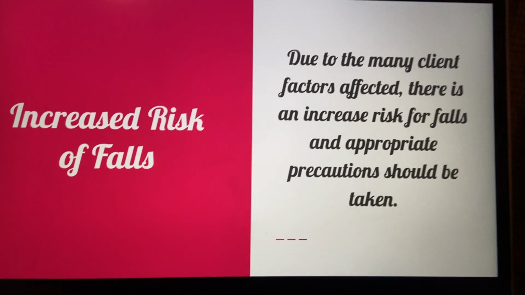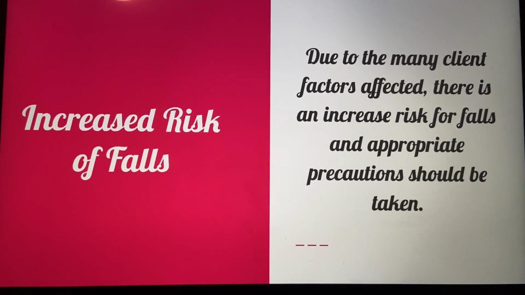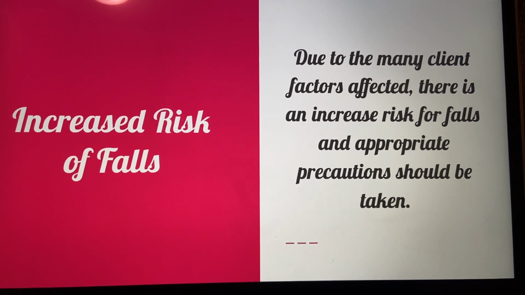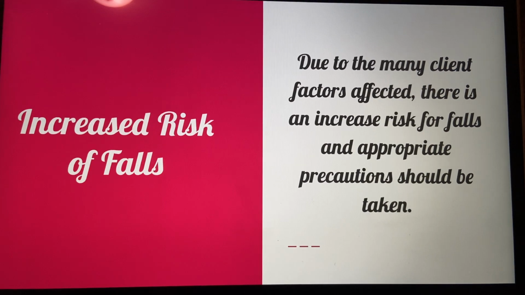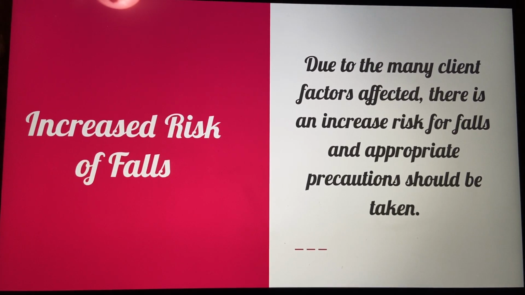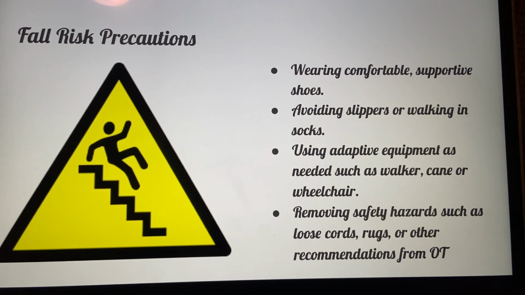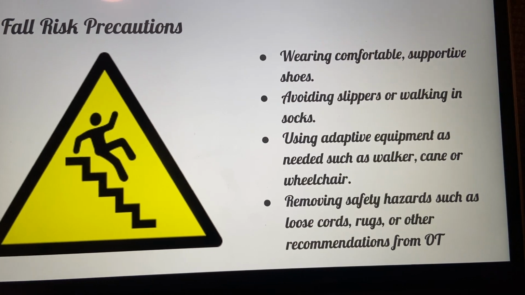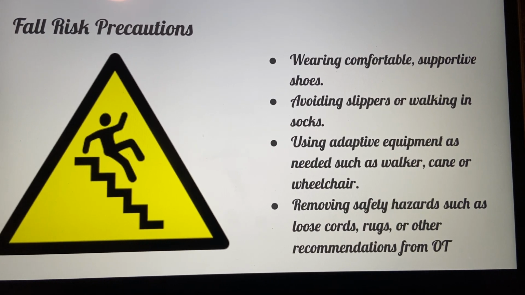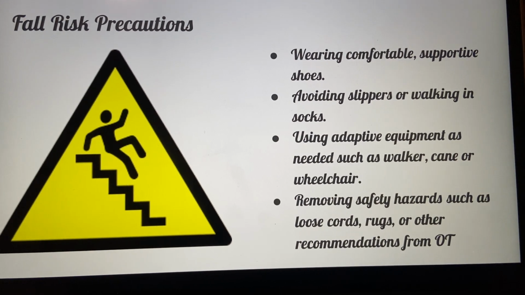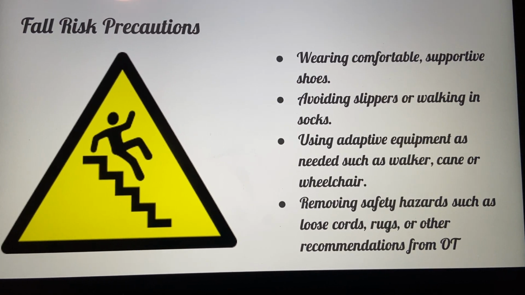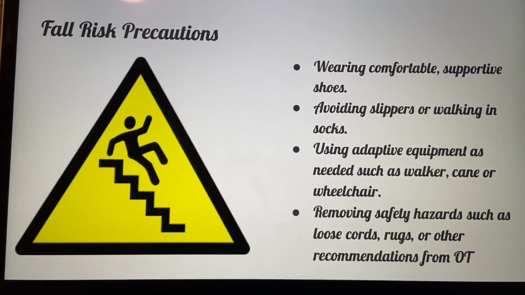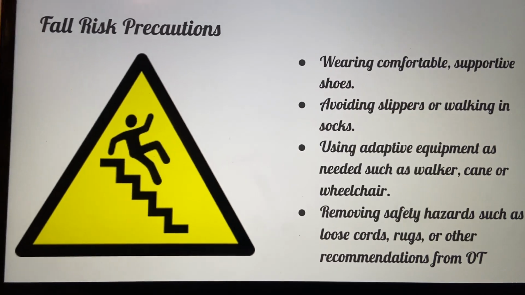So with all of these different client factors, this is going to increase the risk for falls. This is going to make it necessary to take proper precautions to avoid any increased risk of falling. So different risk precautions that can be taken are having the clients or patients wear comfortable, supportive shoes, avoid them wearing any kind of slippers or walking around in socks, using adaptive equipment as needed, such as walkers, canes, or wheelchairs, removing any safety hazards such as loose cords, rugs, or other recommendations given from the occupational therapist in their living quarters.